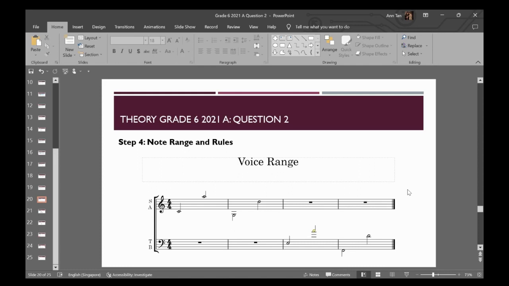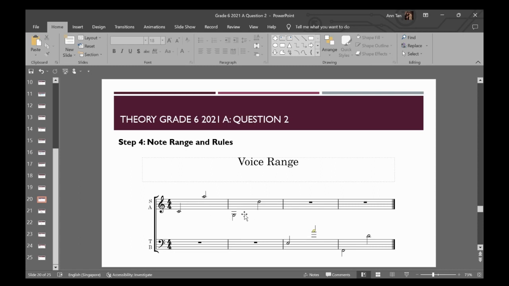Alright, let's move on to step 4. Step 4 will be checking the note range for the various voices. For soprano voice, it's from middle C to high A. Notice that for soprano voice, our stems point upwards.